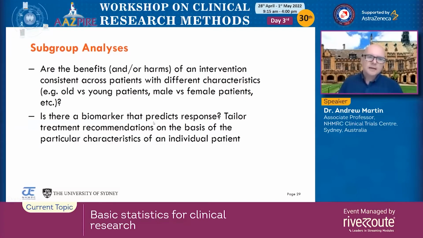And another kind of related question is: is there a particular biomarker that predicts response to our experimental treatment, in which case that would allow us to tailor treatment recommendations on the basis of the particular characteristics of an individual patient? So you could think of HER2 overexpression and Herceptin in the context of breast cancer, let's say. That would be an example there.